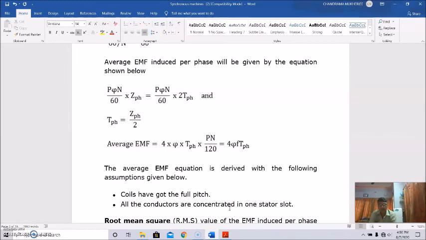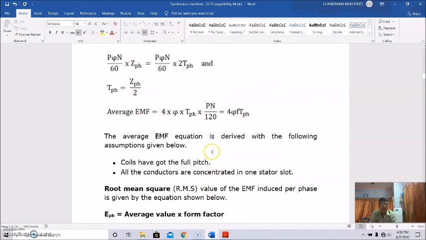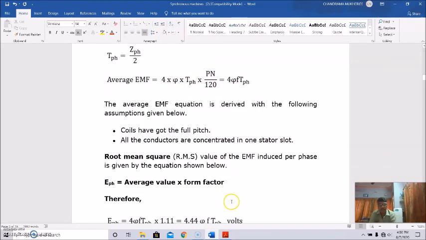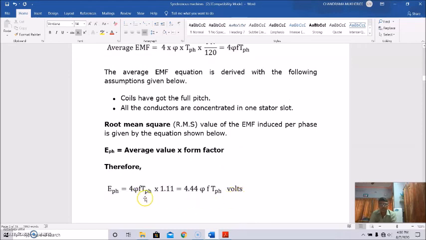As I told you in the very beginning, this is for coils of full pitch concentrated in one stator slot. To get the RMS value of the induced EMF per phase, this average value is multiplied by the form factor, which is 1.11. Multiplying by 1.11 gives 4.44 phi f Tph volts, which is the EMF induced per phase.